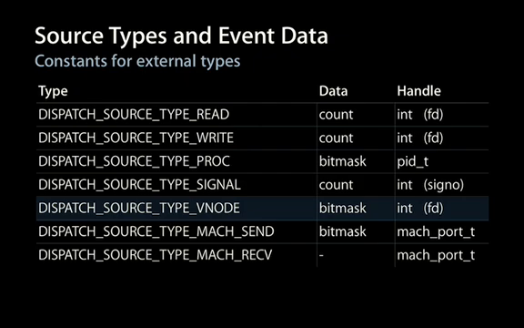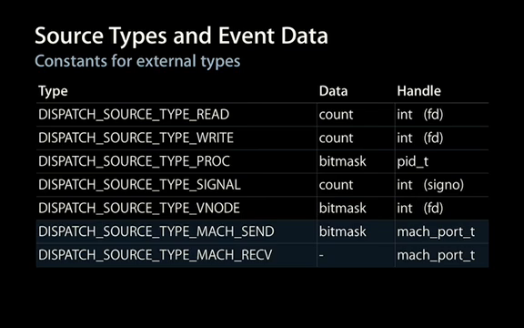The vnode type allows you to monitor file system activity. You can notice when files have been renamed or deleted or written to. And again, that's a bit mask of all those different types of events that happen on a file. And finally, we support monitoring Mach ports, both send rights for dead name notifications and receive rights for messages that are available to be dequeued.